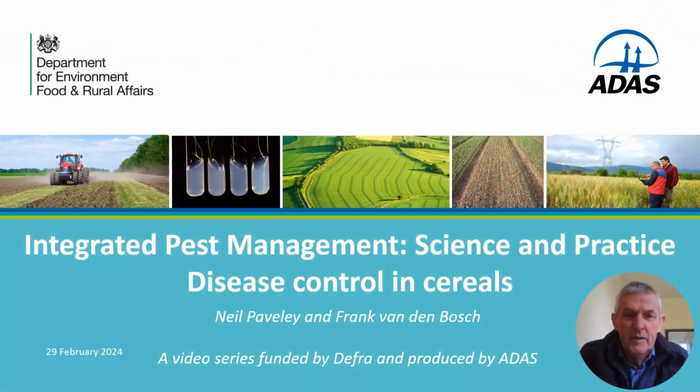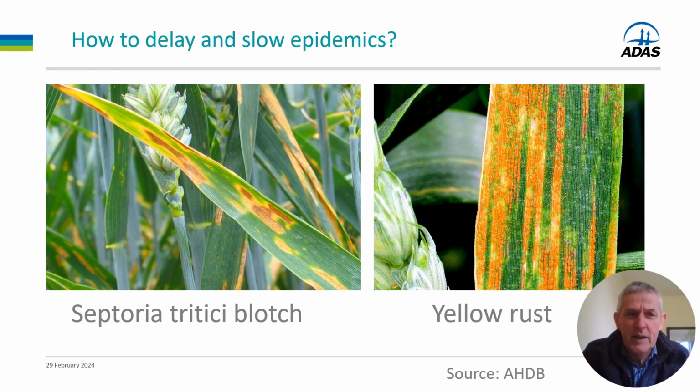Hello. This is a video in the series on the science and practice of integrated pest management, where we're focusing on disease control in cereals. And this time we're focusing on the question, how can we delay and slow disease epidemics? We're going to use the examples of Septoria tritici blotch and yellow rust in wheat as contrasting examples. But let's start by thinking generically about disease epidemics.